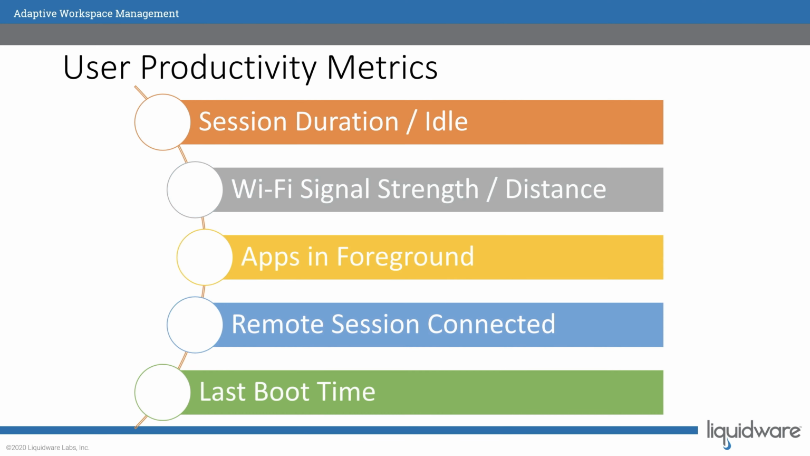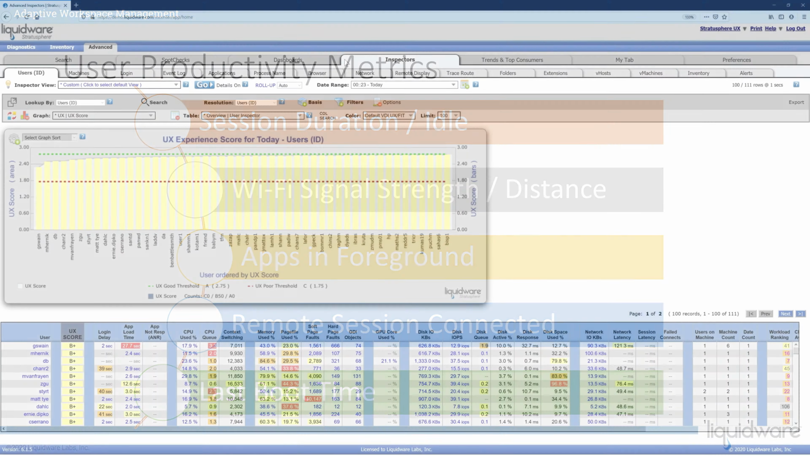Finally, Stratusphere UX provides user productivity metrics that confirm that workers are spending their time actively engaged on workspaces. These metrics include such things as Wi-Fi strength and distance, the duration of user sessions, and what apps are actively being used. So now, let's go into Stratusphere UX so that you can see how you can access these metrics and create your own views of the kinds of data you will need.